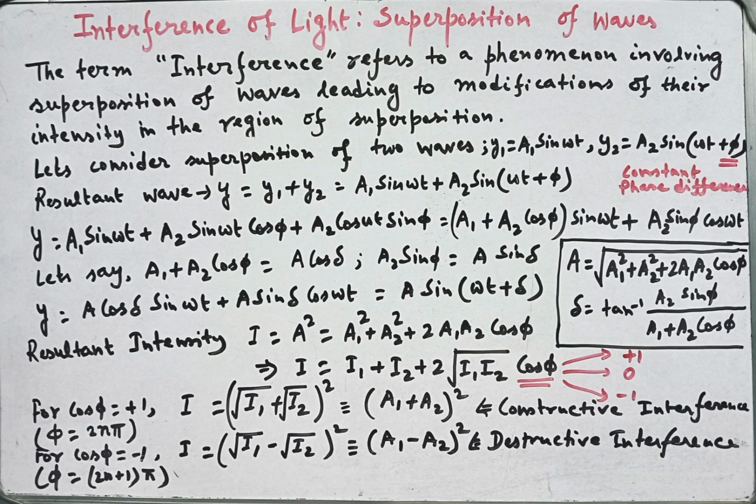Now cos phi equal to plus 1, when constructive interference is happening, the phi is actually 2n pi. The phase difference is 2n pi. So n can be 0, 1, 2 like that. So 0, then 2 pi, then 4 pi, like that, all even multiples of pi. And for destructive interference, you can see phi equal to (2n plus 1) pi. So if n equal to 0, or odd terms will be considered. Okay.